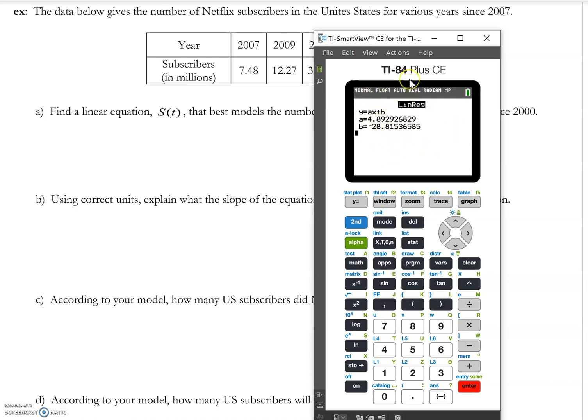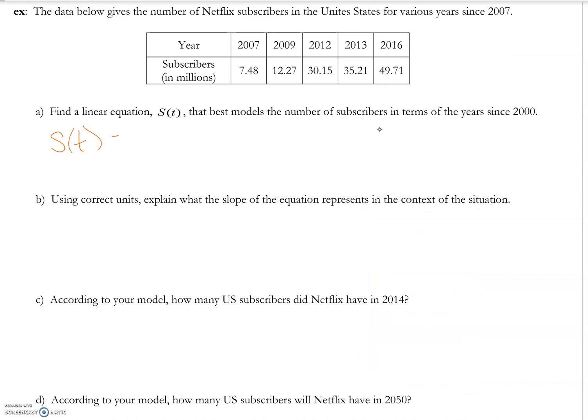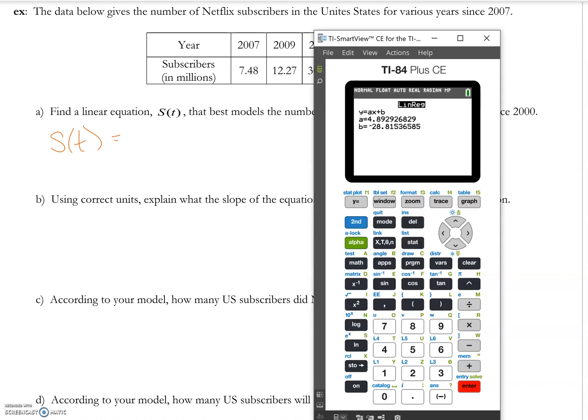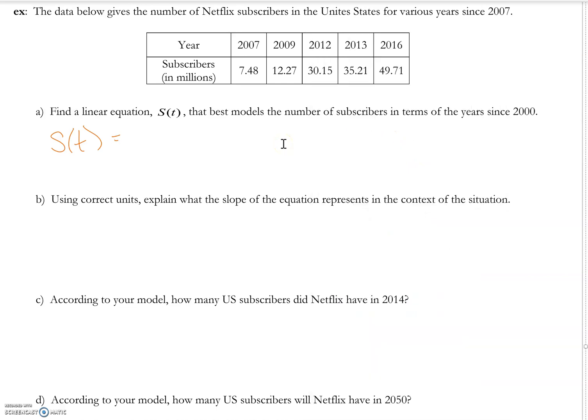We can write it down. So it's in the form ax plus b, where I'm given the value for a and the value for b. So I'll write that down. S of t equals, pulling up my calculator again, 4.893.